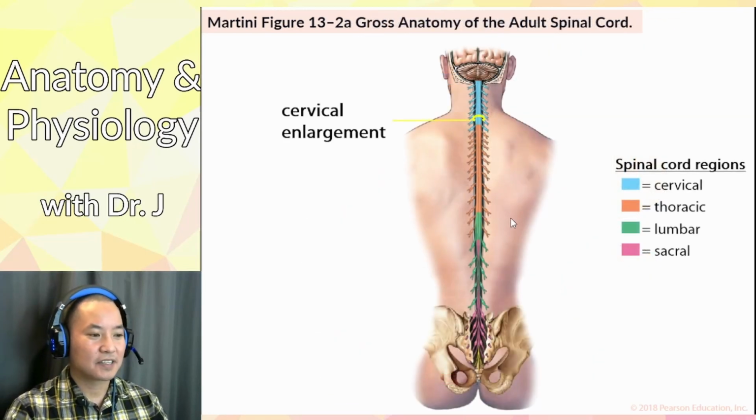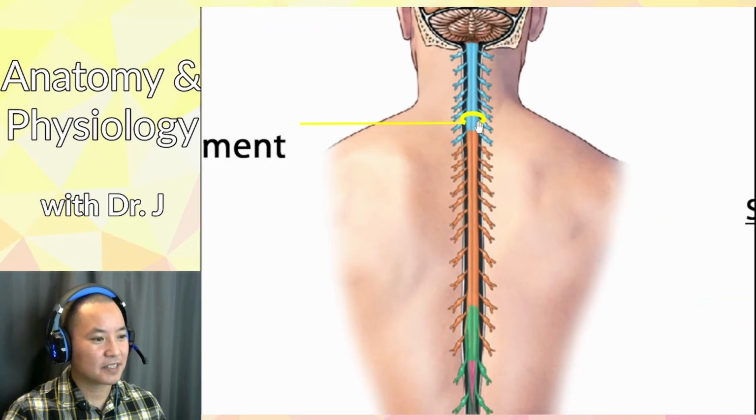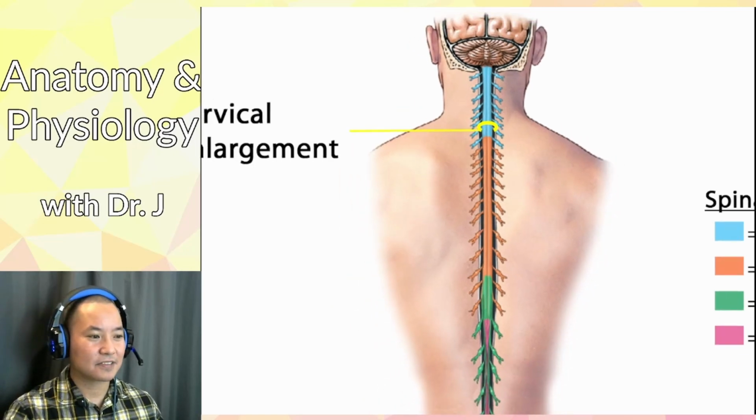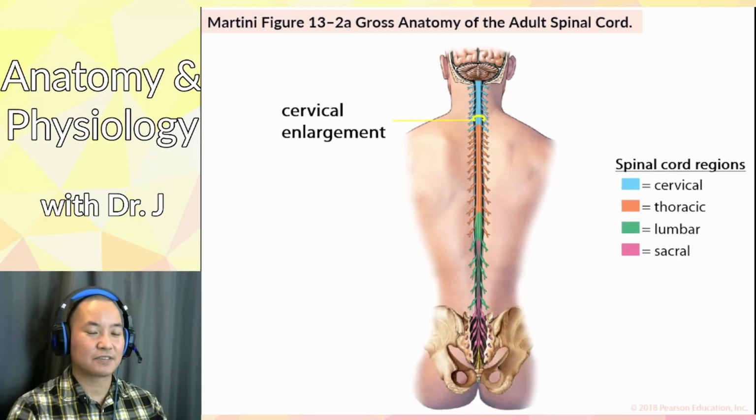Now, just before we talk more about the different regions of the spinal cord, we have the cervical enlargement. It's really subtle and difficult to see, and maybe you can zoom in. Yeah, it's very subtle, but there is an enlargement. So the cervical enlargement is where you actually have a lot of nerves leading to and from.